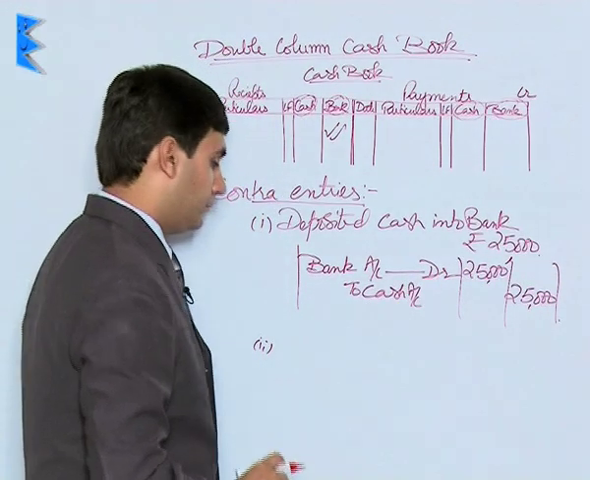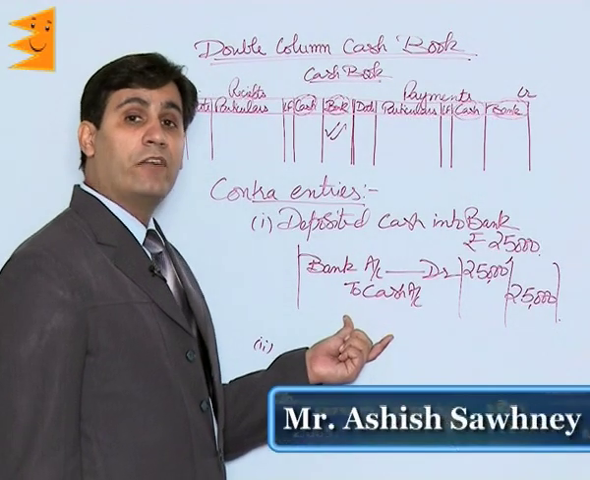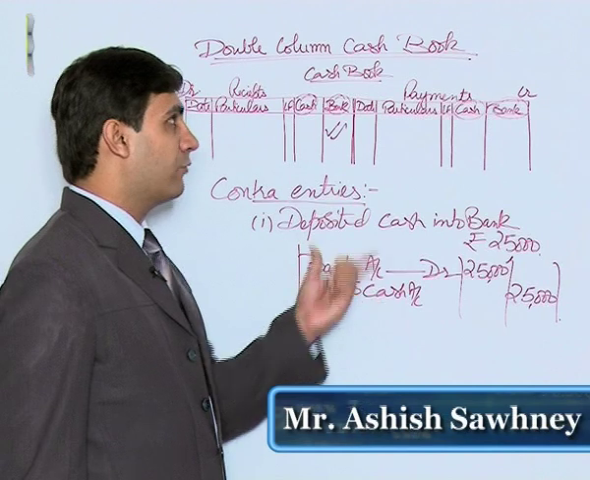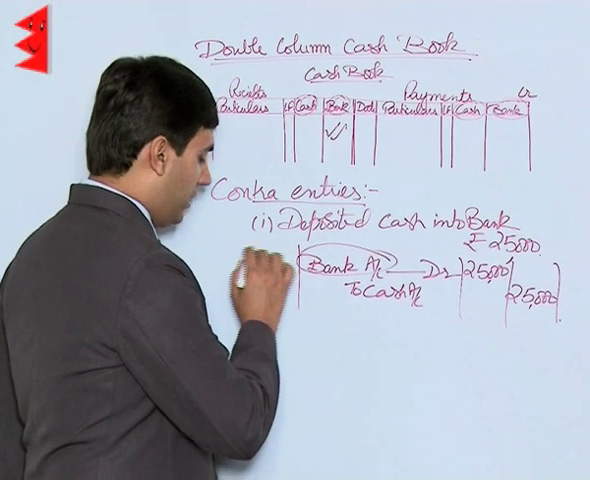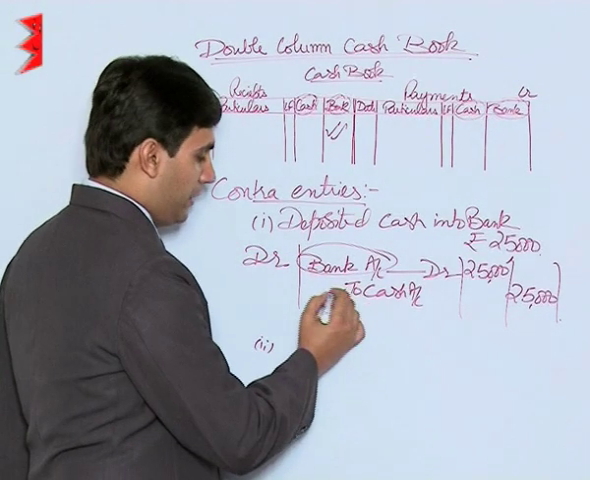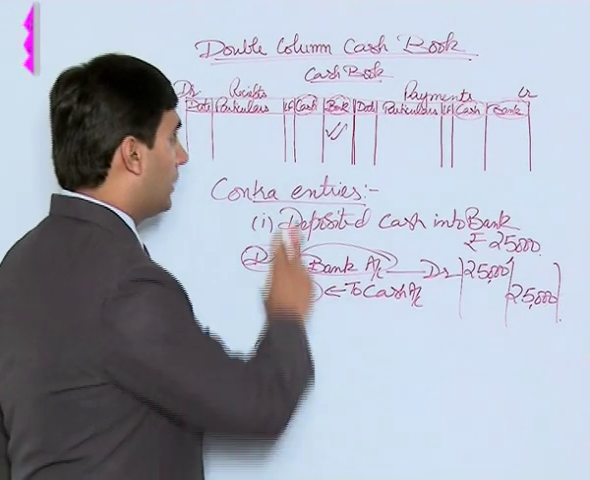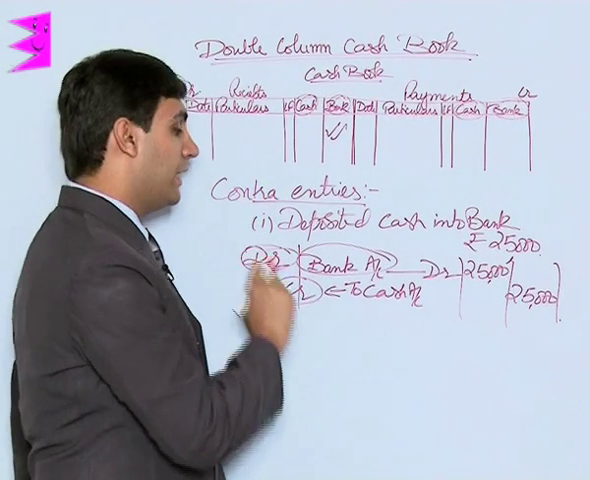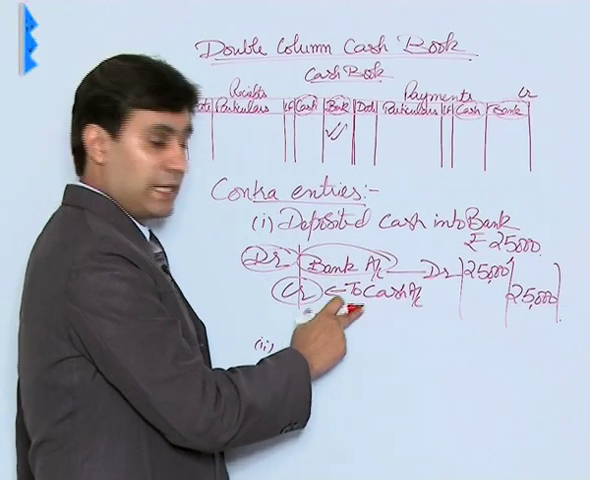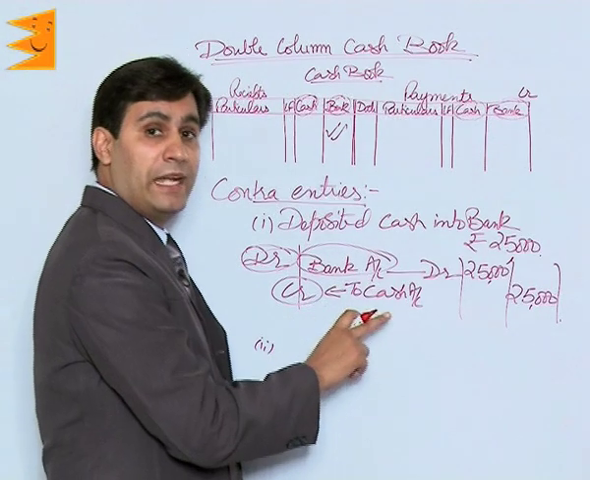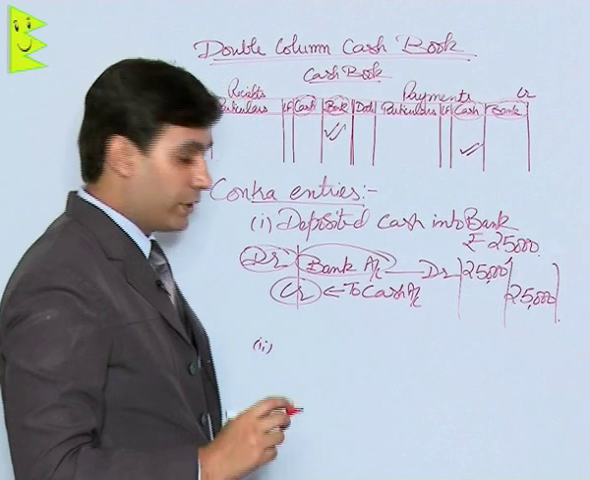Now students, bank account and cash account, these two accounts are involved, and for both these accounts the postings have to be made in the double column cash book. So it will appear on the debit side of the bank account and will appear on the credit side of the cash account. That is, on the debit side, that is receipt side, the entry would be made in the bank column, whereas for the cash which has been credited, entry would be made on the payment side in cash column. Okay students.